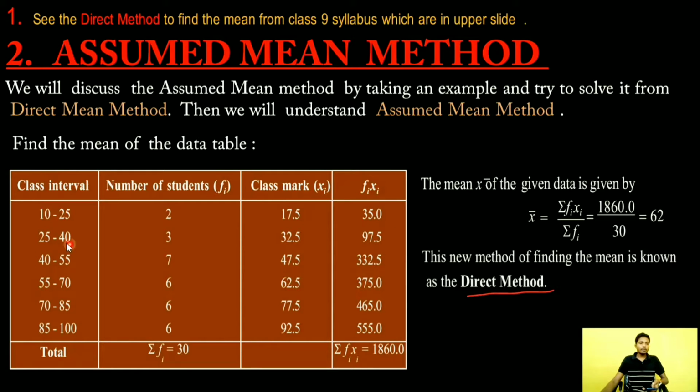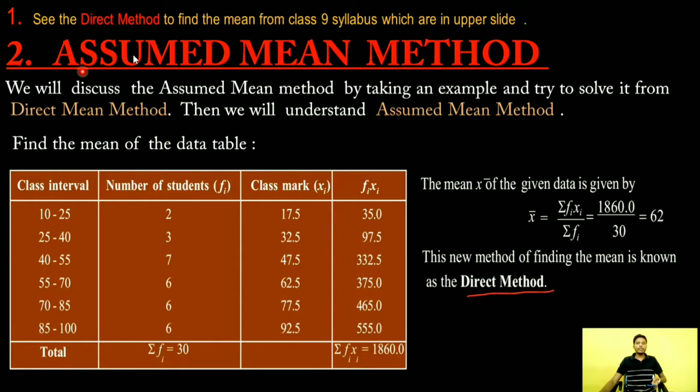Similarly, you can find every fi xi. Now at the end, this is the sum of fi xi and this is the sum of fi. Now our formula for the mean is the sum of fi xi divided by the sum of fi, which is equal to 1860 divided by 30, and this is equal to 62. This method is called the direct method.